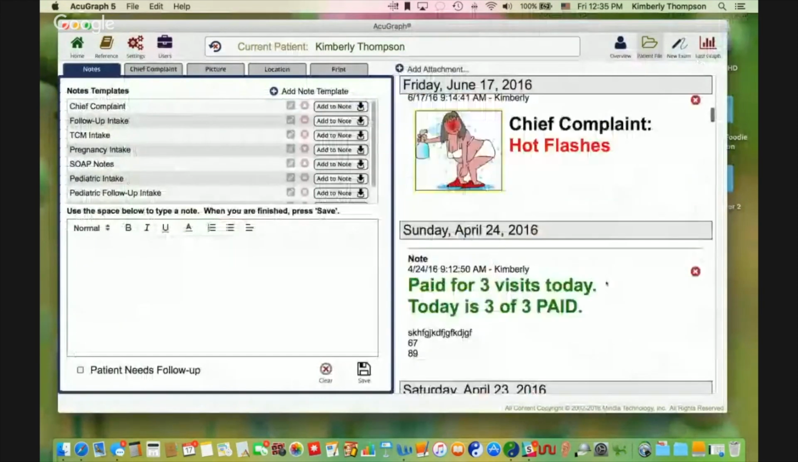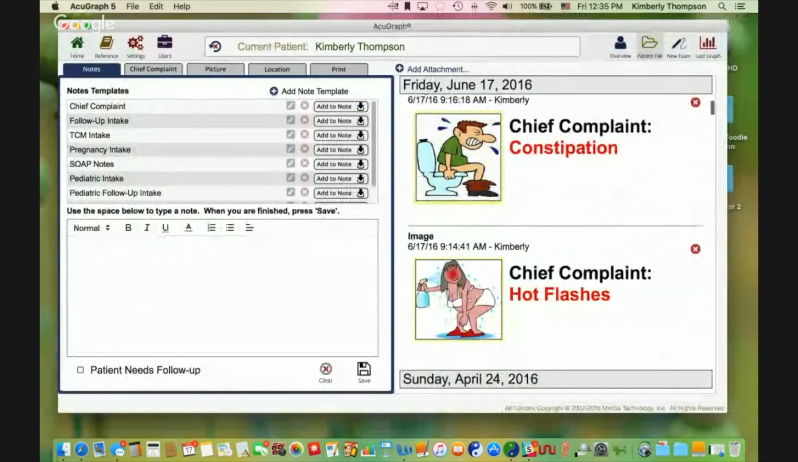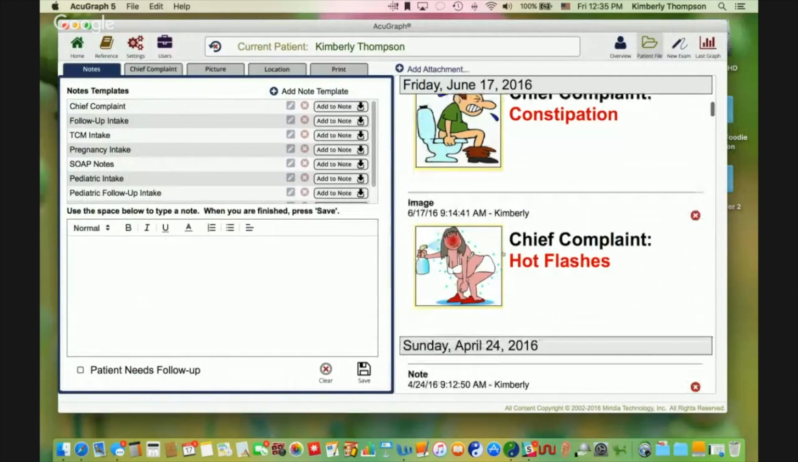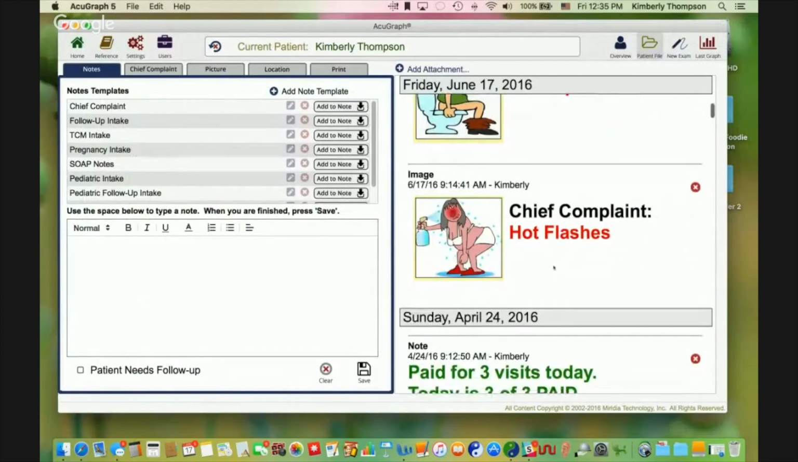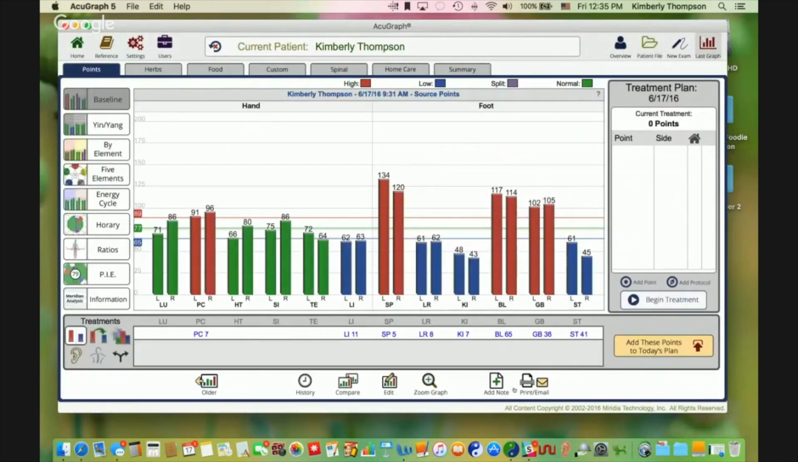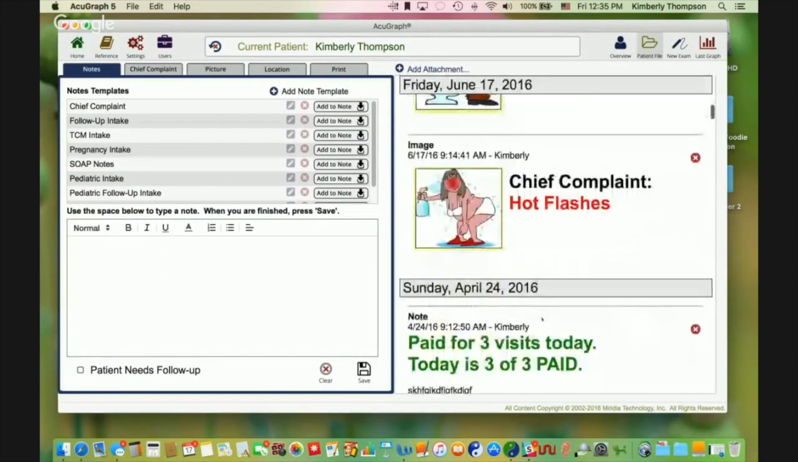And I brought over the images. This is kind of fun. Recognize that you can drop images into your AcuGraph. I dropped these images in. So if you've got a patient who has hot flashes, let's take her first. Hot flash patient. We can go to a graph. You can click on your graph and, well, first, let's talk about why a patient might have hot flashes.